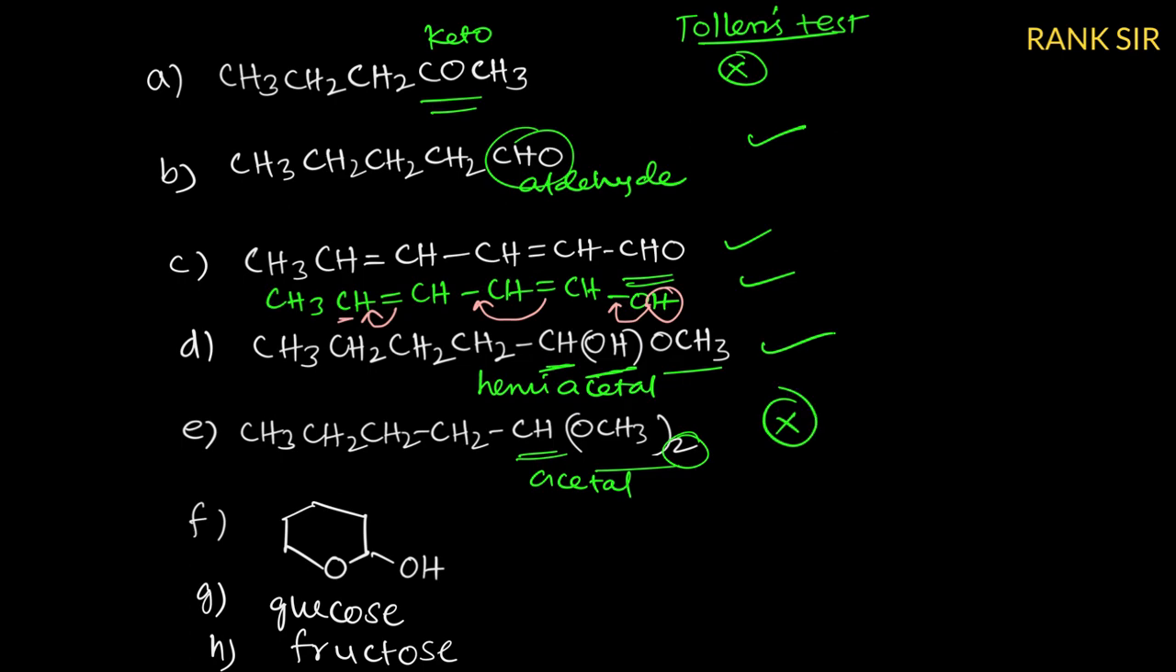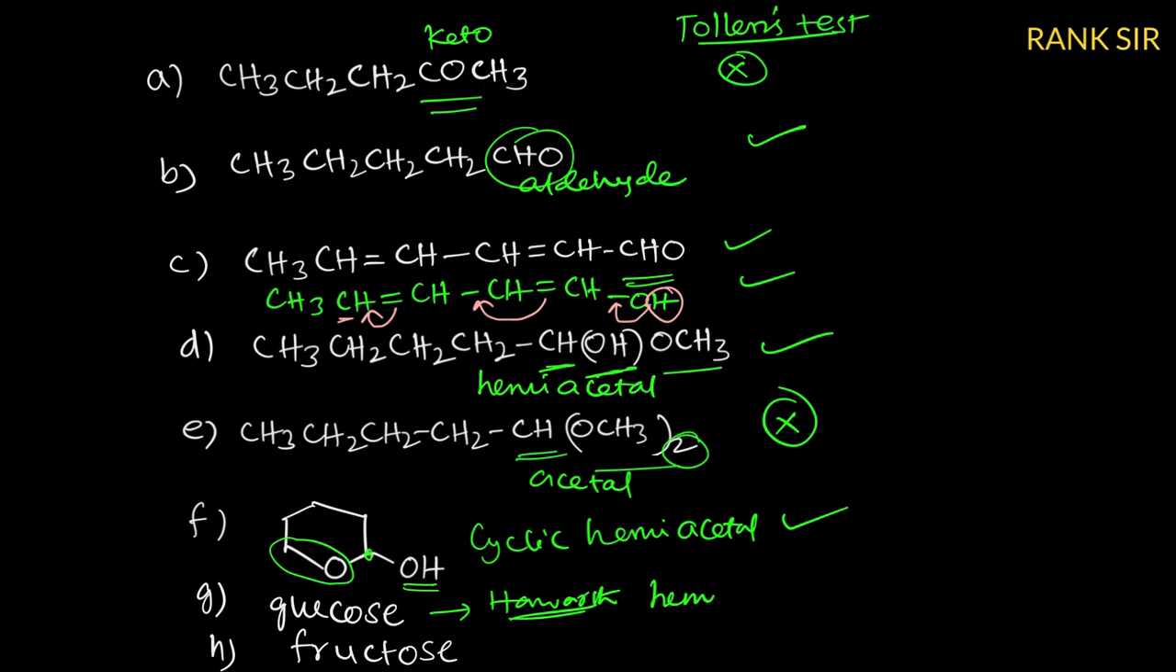Next, this is a carbon. On this one is an alkoxy group, one is a hydroxy group. This is a cyclic hemiacetal. Therefore, this one also gives a positive test. Glucose in Haworth structure is also a hemiacetal. You can check the glucose structure in the biomolecule chapter. Therefore, it also shows a positive test.